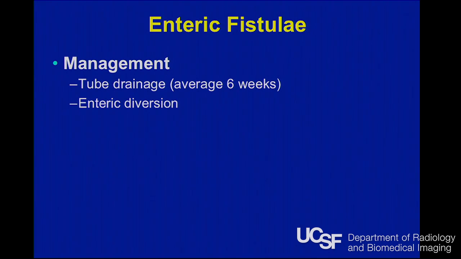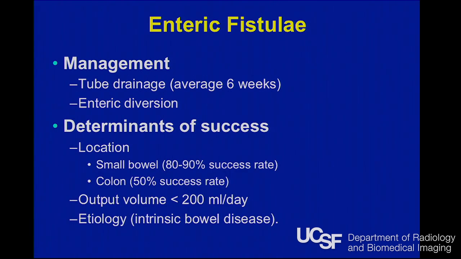When you're faced with an enteric fistula, you're going to manage it with tube drainage for a while, oftentimes at least 6 weeks, and enteric diversion as well as perhaps TPN. What determines success is where the fistula is. So small bowel fistulas actually respond better to tube drainage than large bowel fistulas, and also output makes a difference.